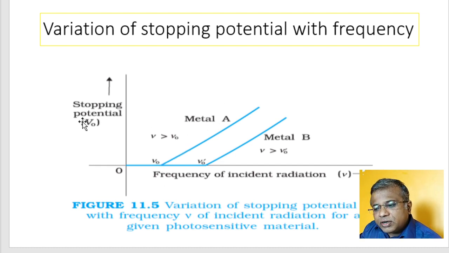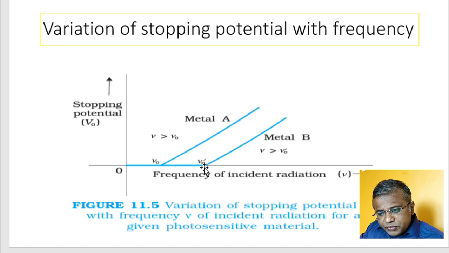Now, above the threshold frequency mu naught, for metal A for example, we get this type of graph. What it means, stopping potential linearly changes with frequency. Please remember, stopping potential linearly changes. So when you get a straight line, in mathematics, whenever you get a straight line like y equal to mx, it basically means y is proportional to x. In the same case over here, it basically means that stopping potential V naught is directly proportional to frequency. If I change the metal, the minimum threshold frequency will change.